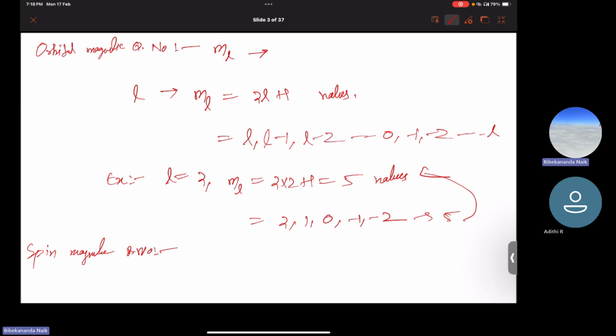So it is denoted as ms, and corresponding to the value of S, we have the value of ms. Since it is quite similar to that of L, corresponding to one S value, we have 2S plus 1 values. And if we talk about electron, for electron S is half, so we have two values of ms, and that are minus half and plus half. So there are these four quantum numbers.